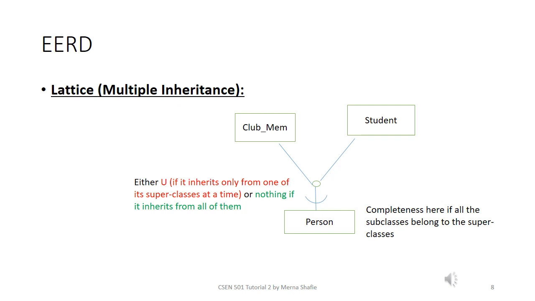So to summarize, we have two questions to ask ourselves. Can the subclass inherit from all of them at the same time, or must it inherit from only one at a time? In this way we decide if it's a U or if we leave it empty. The second question: is everything in the superclasses completely belonging to this subclass, or are there things belonging to other things than this subclass? If they are not complete, we leave it as one line, and we put two lines if all the superclasses do belong to this person.